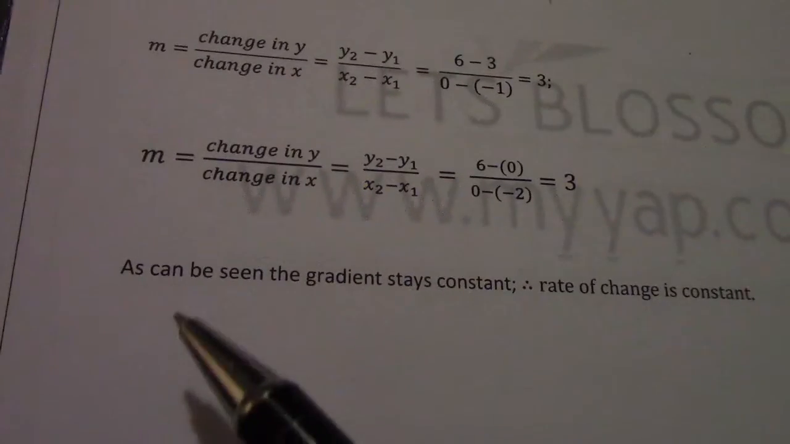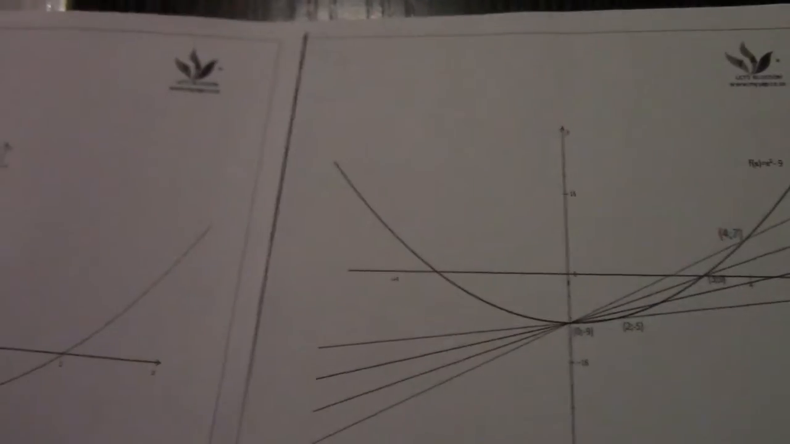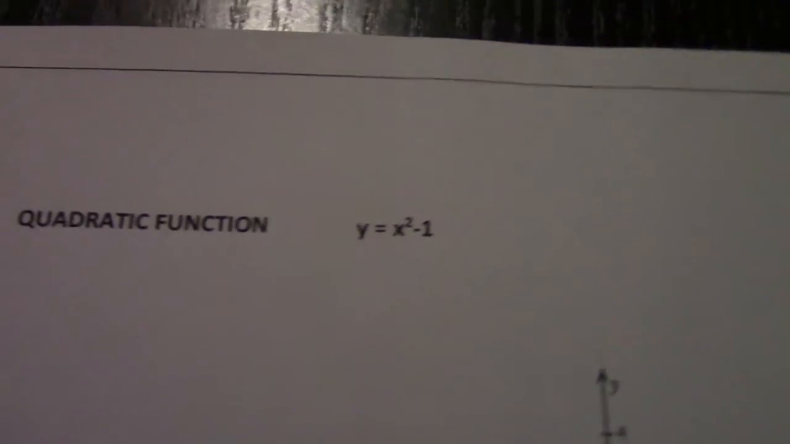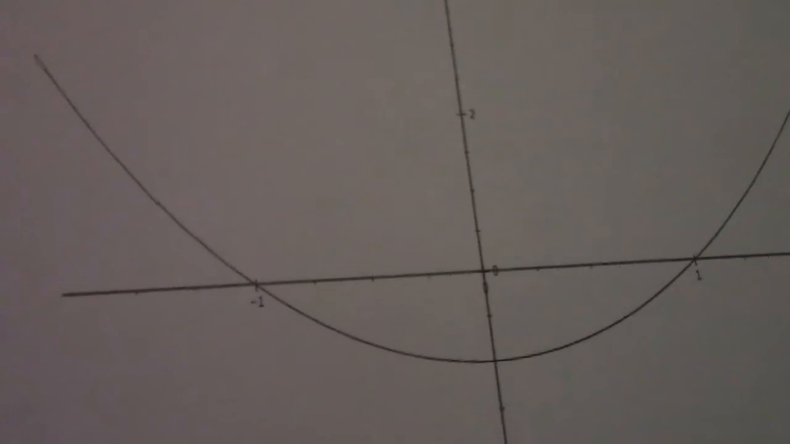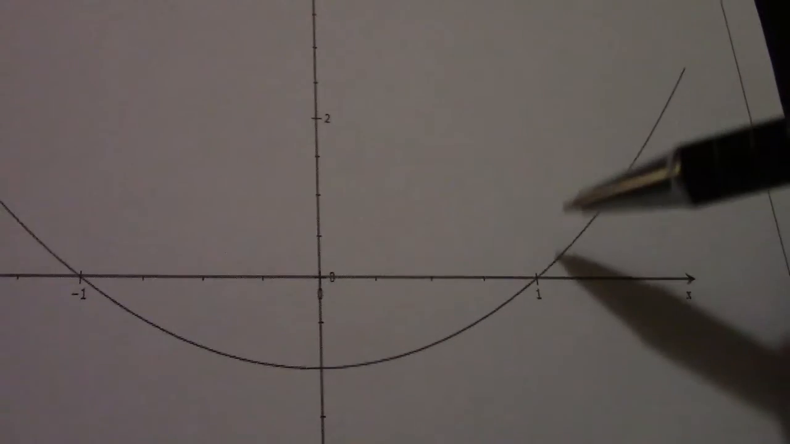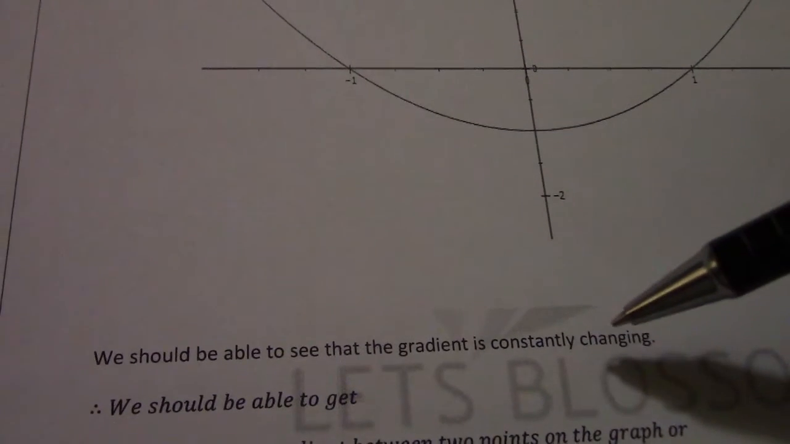So you should note with a straight line, no matter where we go, the gradient stays constant, and we say my rate of change is constant. So a linear function gives a constant rate of change. Right? Quadratic function, I'm looking at y equal to x squared minus 1. That's the graph there. If we factorise, difference of two squares, I end up with x minus 1 times x plus 1. A parabola.